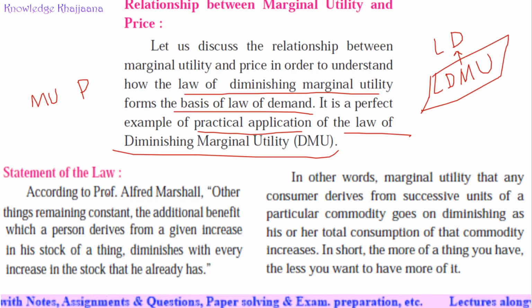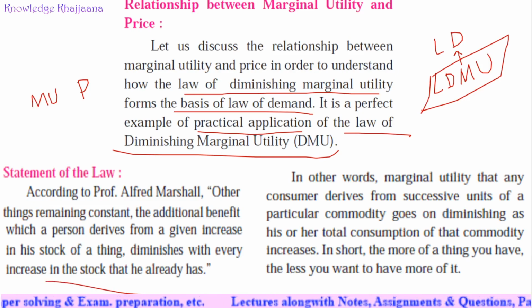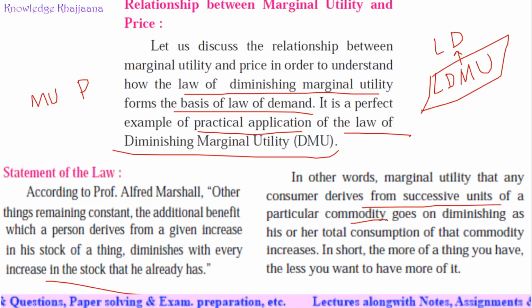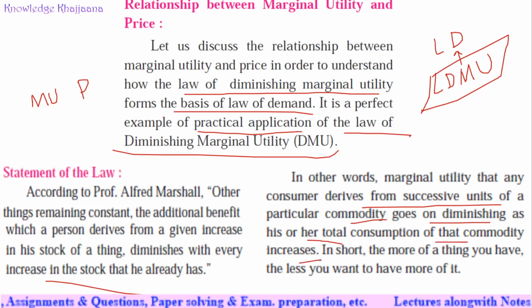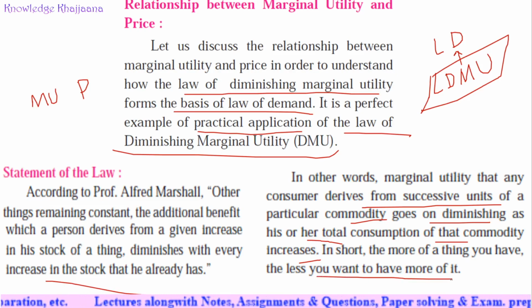See what the statement says. Other things remaining constant, the additional benefit which a person derives from a given increase in his stock of a thing diminishes with every increase in the stock that he already has. It means the marginal utility that a consumer derives from successive units of a particular commodity goes on diminishing as his or her total consumption of that commodity increases. The more of a thing you have, the less you want to have more of it.